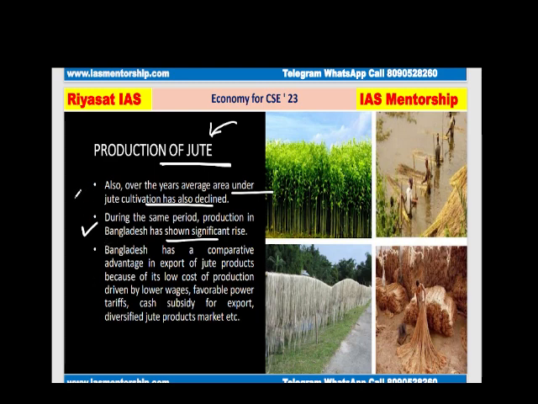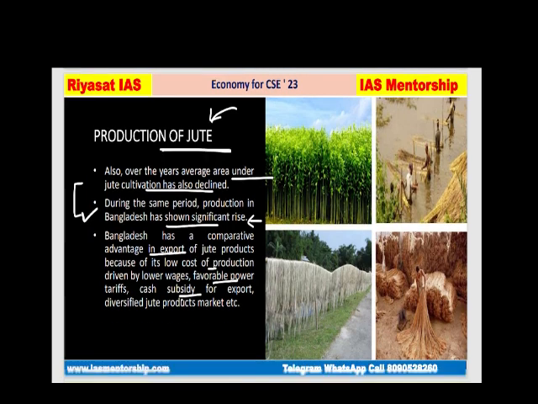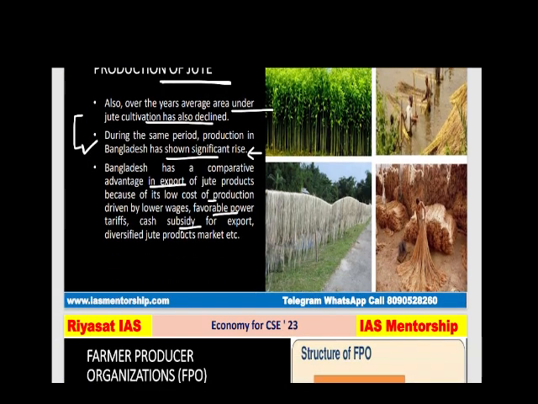In prelims this statement can come, and it can confuse you by coming the opposite way: that Bangladesh's jute cultivation area has declined, however India's has been increasing. Clear? So if Bangladesh is having a very good rise, it will obviously have a very good advantage in export because of its low production. Favorable power tariffs and cash subsidies are also being given by the government, and the area under jute production is high. Clear? So this you need to know.